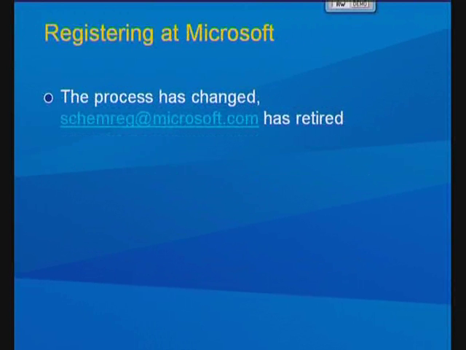So I said the process here has changed, and actually the URL we had before was pointing you to this schemreg@microsoft.com email address that you can send your request to, to get a prefix and to get an OID. But as I said, the process has changed, and let me show you the email.